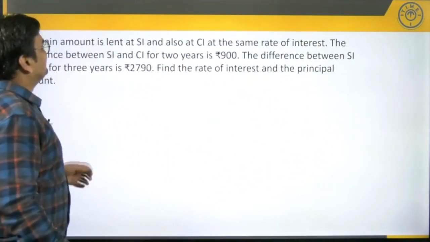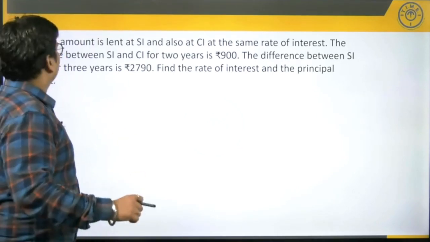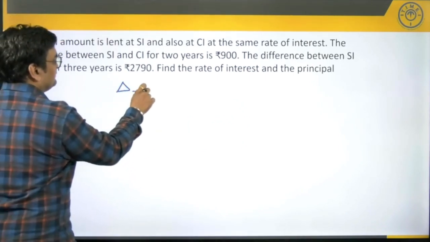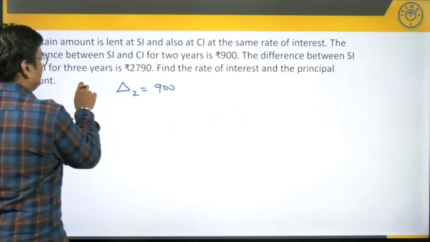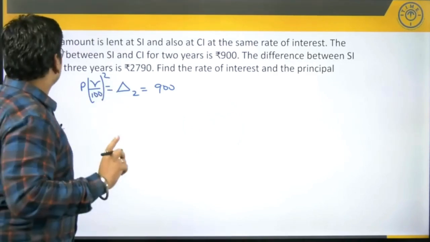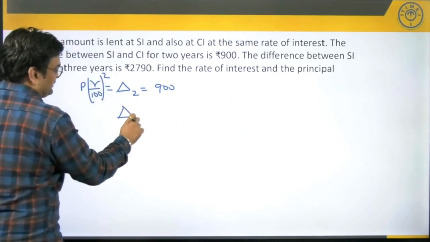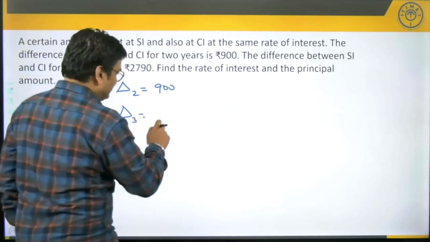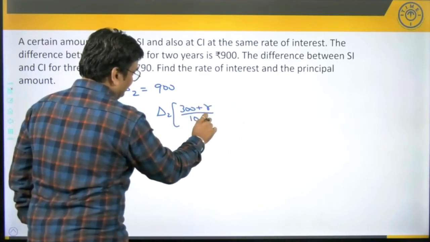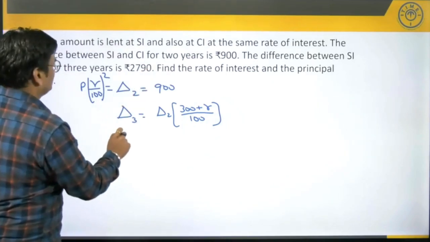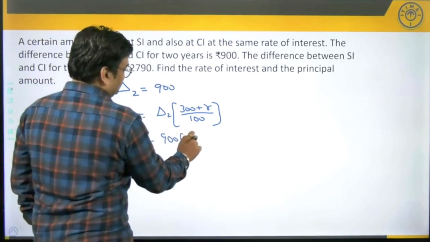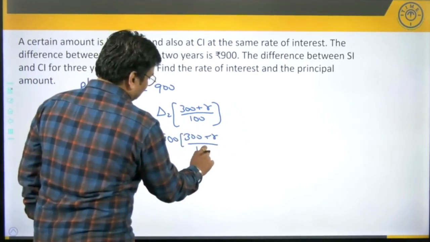So it says a certain amount is lent at SI, also at CI at the same rate of interest. The difference between the SI and CI for 2 years, so that means delta 2 is given, is 900, and delta 2 is nothing but P into (R by 100) whole square, that is 900. The difference between SI and CI for 3 years, so delta 3 is also given, and we know the formula, delta 3 is nothing but delta 2 into (300 plus R) by 100. So delta 3 is given as 2790. This will be equal to delta 2, 900 into (300 plus R) by 100.